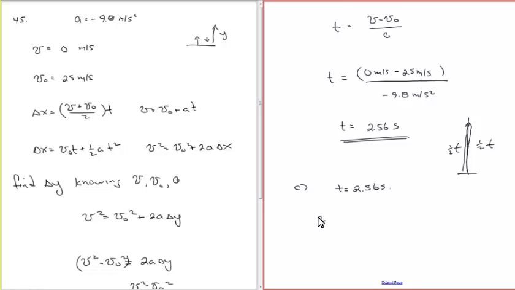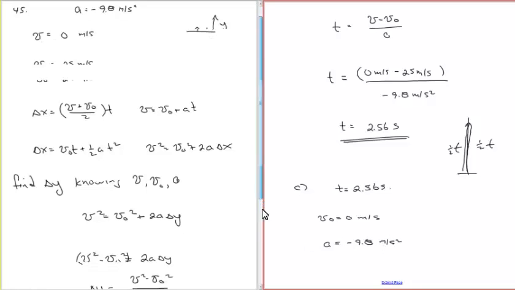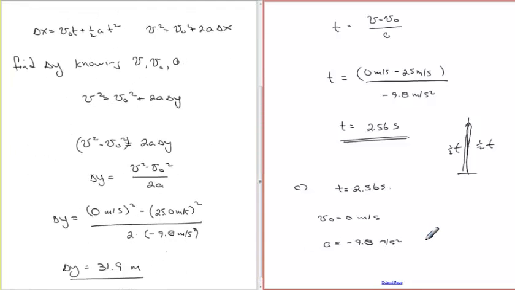What do we know? Well, we know that v0 is equal to 0 meters per second at the top. We don't know the time. That's what we're trying to figure out. What else do we know? The acceleration is equal to negative 9.8 meters per second squared, and we know that the distance it travels up has to be the distance it travels down, so delta y is negative 31.9 meters. So what goes up must come down, same distance.